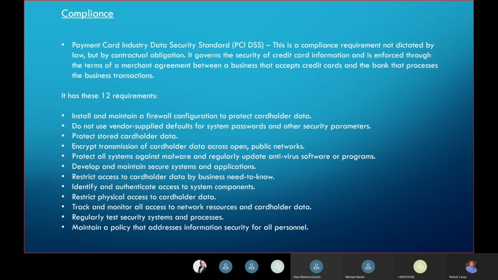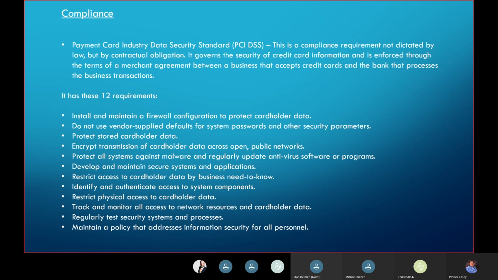The 12 requirements are: install and maintain a firewall configuration, protect the cardholder data. Do not use vendor-supplied defaults for system passwords and other security parameters. Protect stored cardholder data. Encrypt transmission of cardholder data across open public networks. Protect all systems against malware and regularly update antivirus software programs. Develop and maintain secure systems and applications. Restrict access to cardholder data by business need to know. Identify and authenticate access to system components.